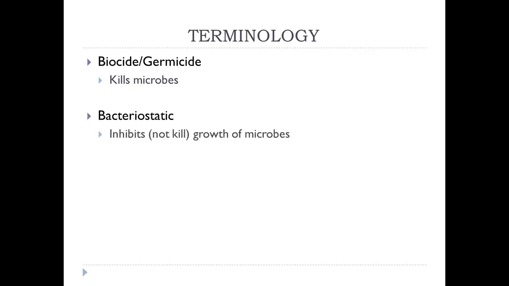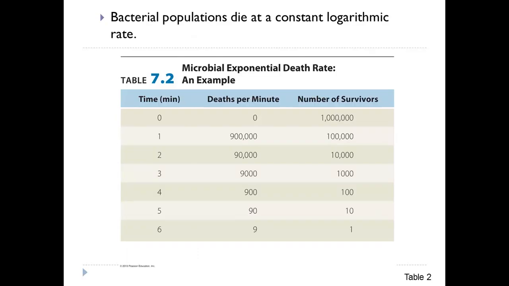Chemical agents can have the following effects. Biocide or germicide means that it kills microbes, so usually it'll kill the bacteria. Bacteriostatic inhibits bacterial growth, so it's not killing the microbes. Just like how they grow exponentially, bacterial populations also die at a constant logarithmic rate, so they also die exponentially. You'll see that shown here in the table.